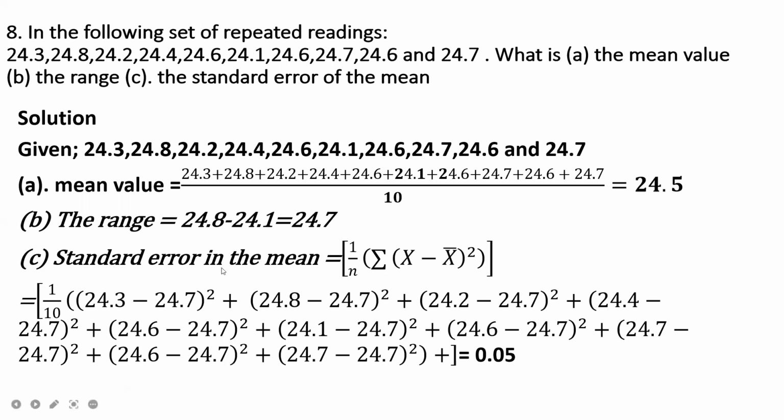Now, the next thing is to calculate the standard error in the mean. It's simply 1 over n times the summation of the square of the deviation from the mean. What that means is that we subtract our mean value from each value of x we are given, square it, sum up everything, then divide it by the number of data we have, which is 10. This is how it is done. On doing that, our answer gives us 0.0505 as our standard error in the mean.